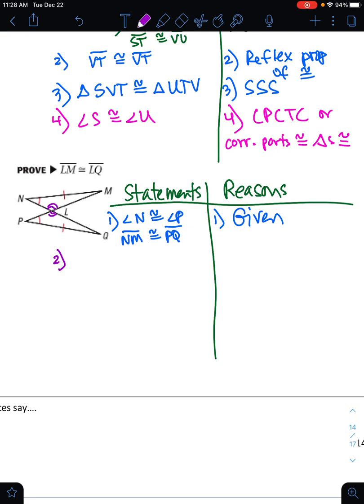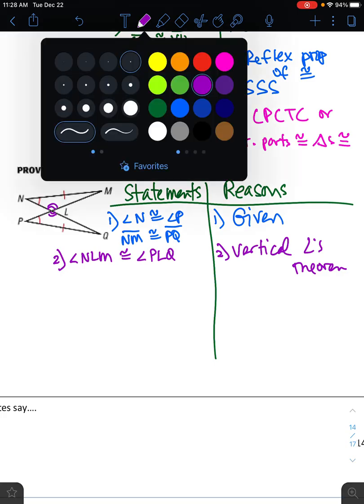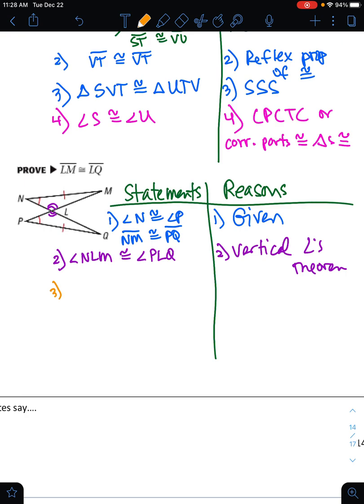Okay, angle L. Now I do need the 3-letter name. So I'll name the top one angle NLM. And then I can name the bottom one PLQ. And then vertical angles theorem. It's also sometimes called vertical angles congruence theorem. That's fine. Okay, my triangles are congruent, so it's time to name them.